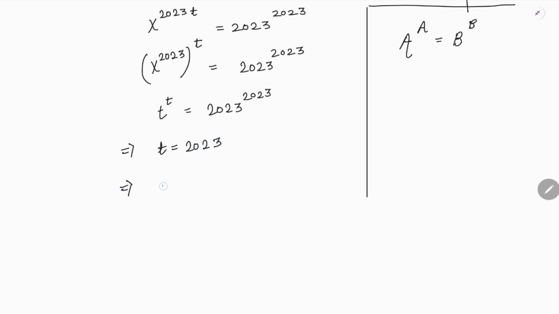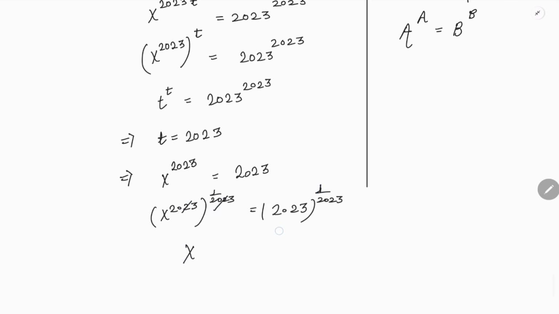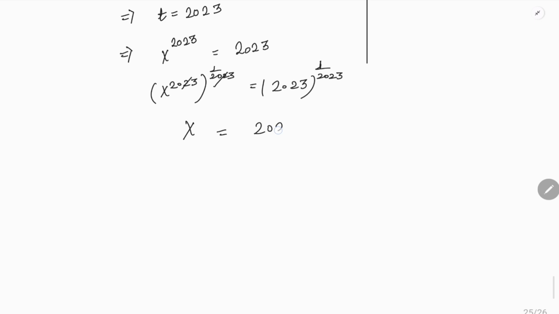And what is t? t is equal to x raised to power 2023, that is equal to 2023, right? So for finding the value of x, I will take power 1 by 2023 on both sides, okay. And on the right hand side as well, I will take power 1 by 2023, and this cancels out this one. So x is nothing but 2023 raised to power 1 by 2023, and this is our answer.